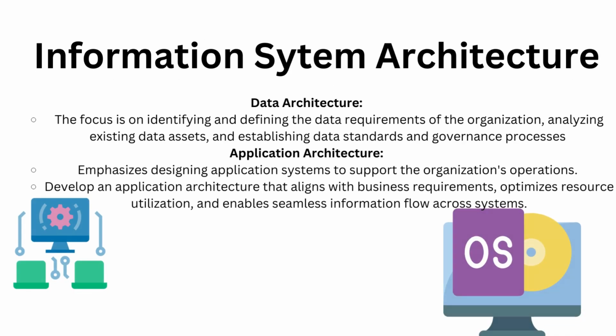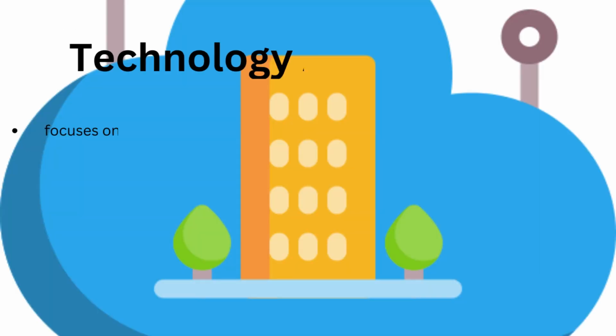Information systems architecture. This stage of ADM consists of two parts: data architecture and application architecture. In data architecture, we identify and define the data requirements of the organization, ensuring proper structure and accessibility. And in application architecture, we focus strongly on designing the systems required to support the organization's operations.